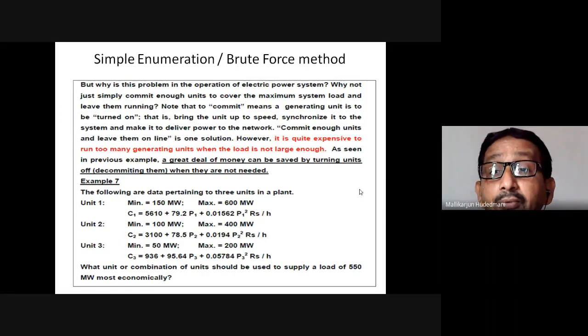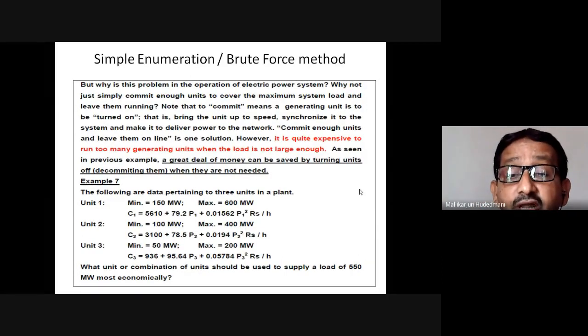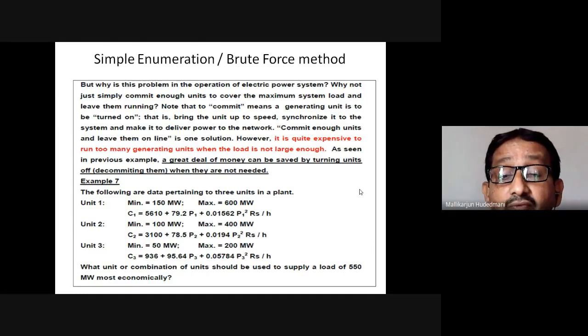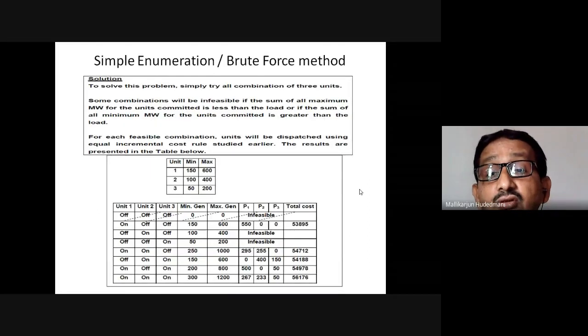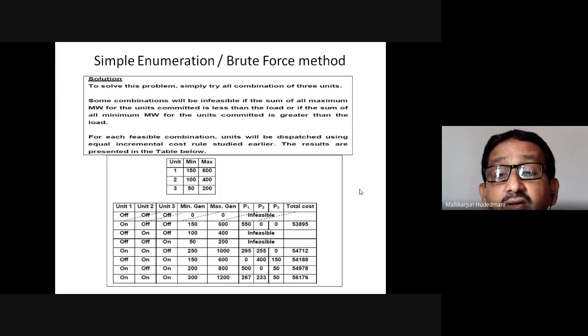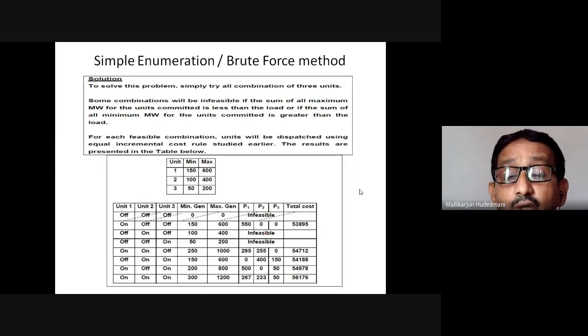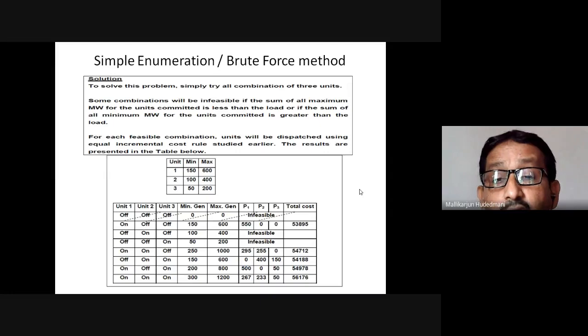Then it's called the brute force method or simple enumeration. It is an exhaustive work. A series of calculations have to be done, and the optimal value has to be taken from the calculations. Let us see how this three-machine problem can be addressed. The solution for this is very simple. I have a small table that shows units 1, 2, 3 and their minimum capacity and maximum capacity.